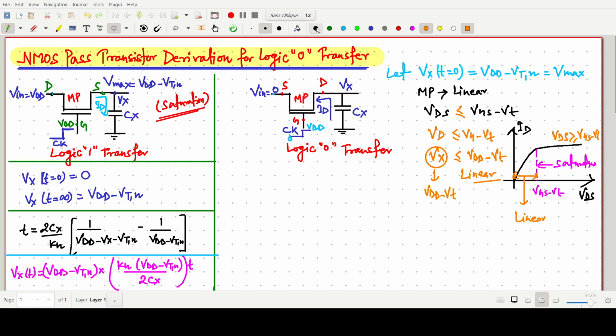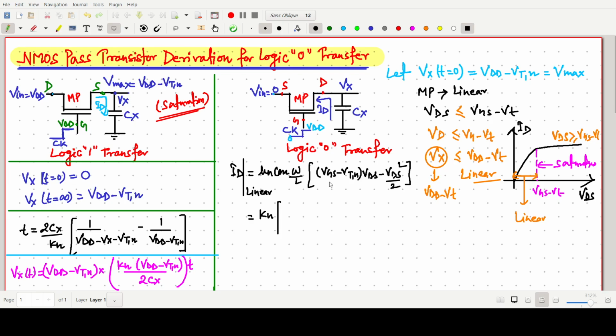Now we can write the current expression ID in the linear region, that is mu n Cox W by L, a simple linear expression I am first writing, (VGS minus VTN) into VDS minus VDS square by 2. This one is the formula. You can also write the whole term mu n Cox W by L as Kn.